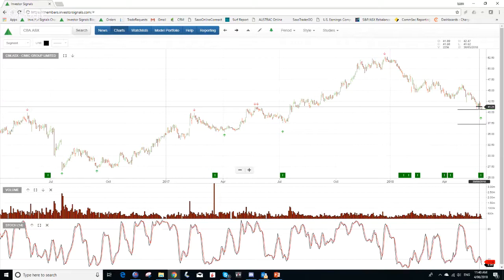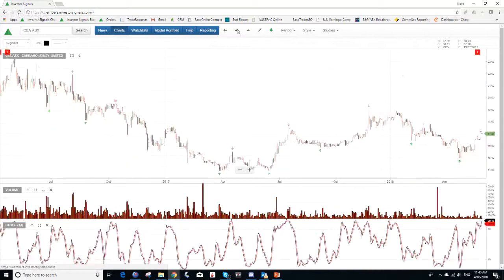CIMIC provides exposure to increasing allocation of capital towards infrastructure. And on this pullback, I think it's worth keeping an eye on CIMIC and looking to identify a buying opportunity. For me, the downside risk is maybe $37 in a weak market. But in all likelihood, around where it's trading at the moment, it's pretty close to support. So I've added CIMIC to my watch list. Not doing it there in that one.